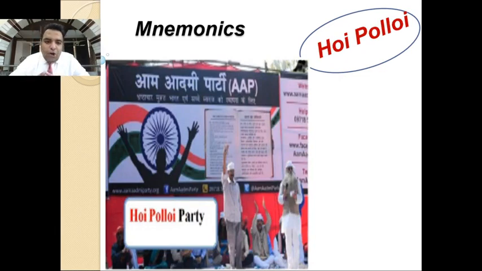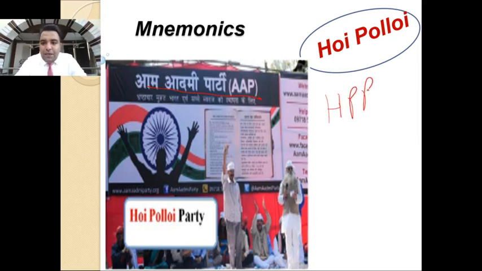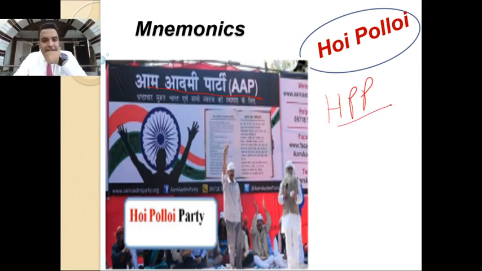That is basically hoi polloi. We all know the party of Arvind Kejriwal stands for Aam Aadmi Party. I've changed the name of Arvind Kejriwal's party to Hoi Polloi Party, so it is HPP. If Arvind Kejriwal listens to this, he is going to kill me because I've changed the name of Aam Aadmi Party to Hoi Polloi Party. So hoi polloi, you can see here, means Aam Aadmi, that means a common man.